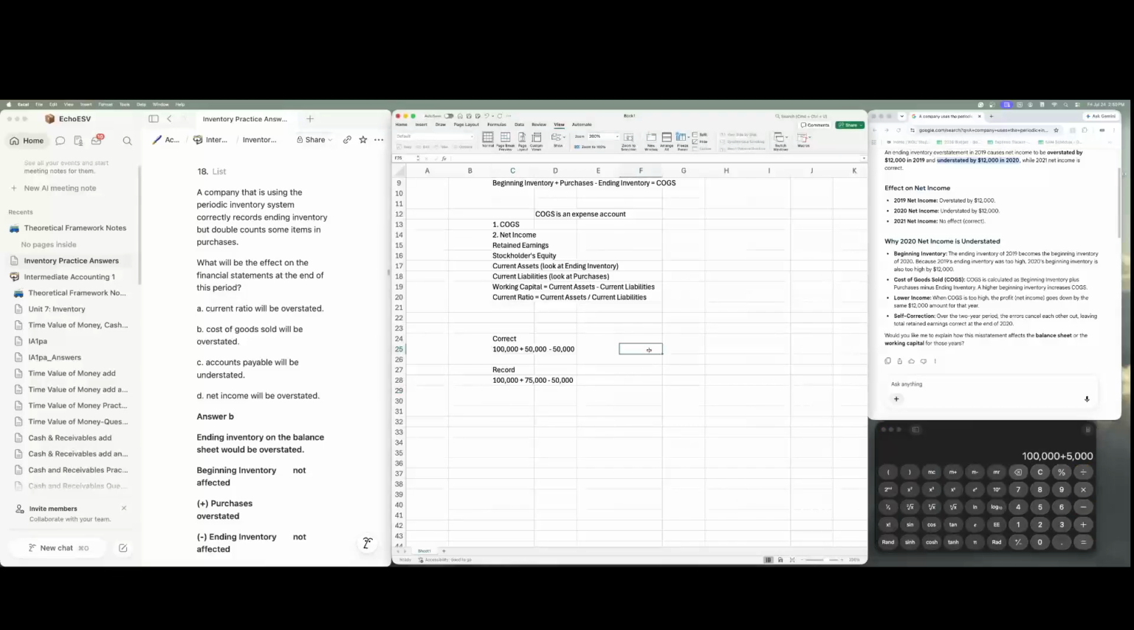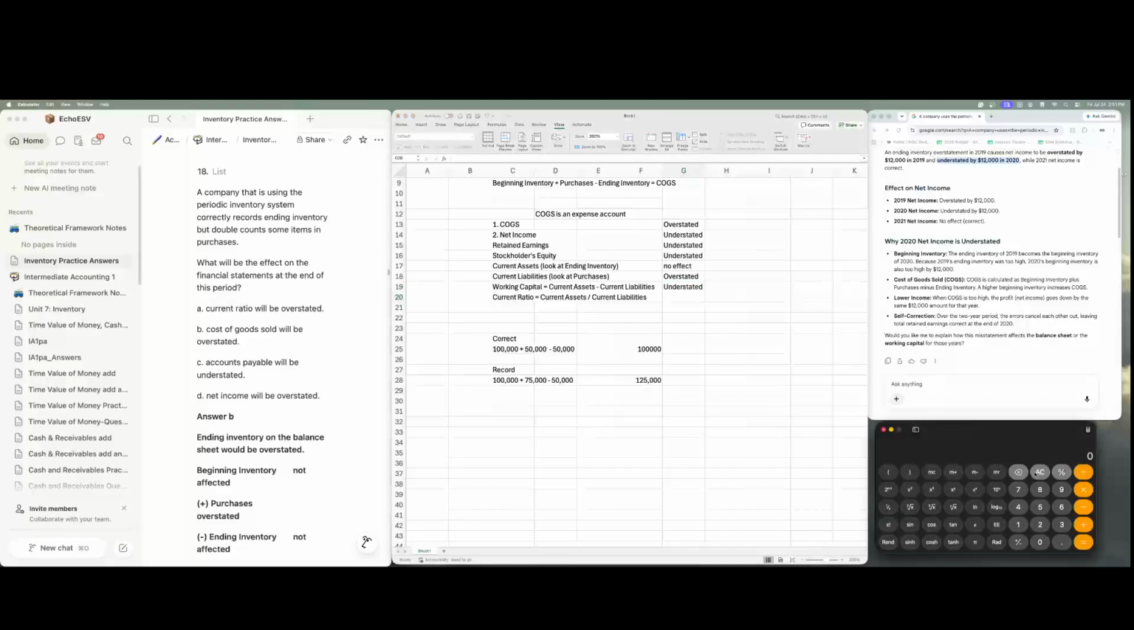So 100,000 plus 75,000 minus 50,000 is 125,000. So the cost of goods sold is overstated. If the expenses are overstated, the net income is going to be understated. Retained earnings will also be understated. Current asset, the ending inventory: no effect. Purchases have been overstated. If the liabilities are overstated, the working capital should be understated.